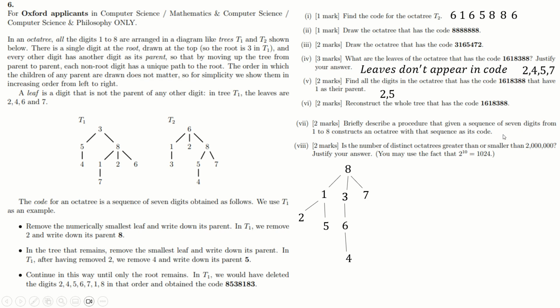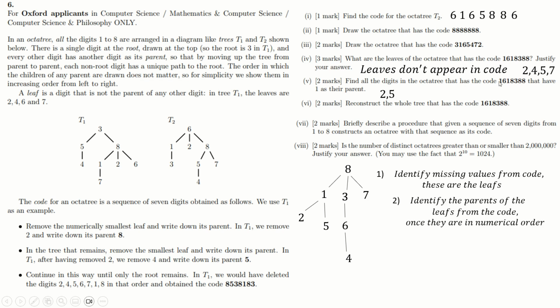Briefly describe the procedure. So firstly, you identify the missing values. Those are the leaves. Once you've ordered the leaves, you could write down the parents. Once they're in numerical order, you could say, okay, well, 2 is a child of 1, 4 is a child of 6, 5 is a child of 1, and 7 is a child of 8, somewhere in here. You can't put it down there because otherwise 3 would have been deleted first, so 7 must appear here. Otherwise the 3 wouldn't have been deleted earlier, which it must have been. So you can kind of draw it from that.